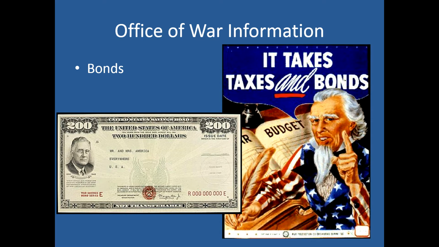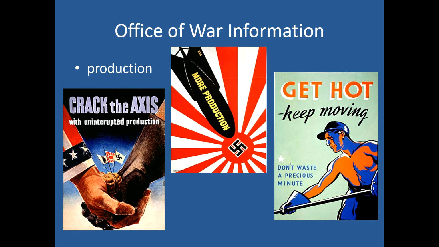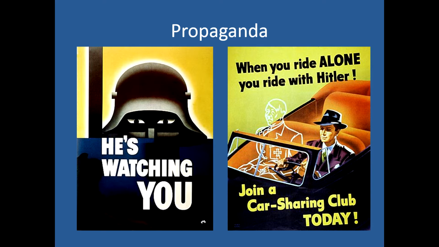The Office of War Information also encouraged people to purchase war bonds, to enlist, and to keep up production. There were a lot of different forms of propaganda that were used: cartoons, posters, songs, pamphlets, all the same things from World War I.